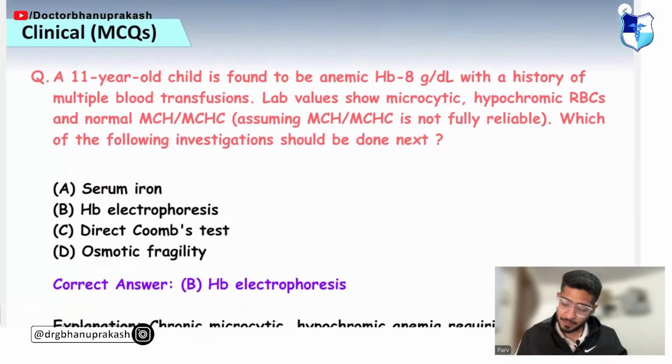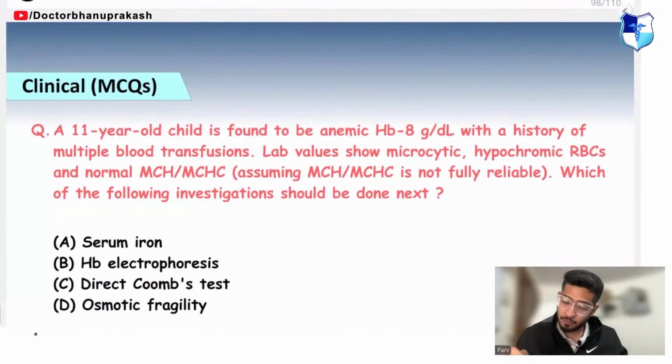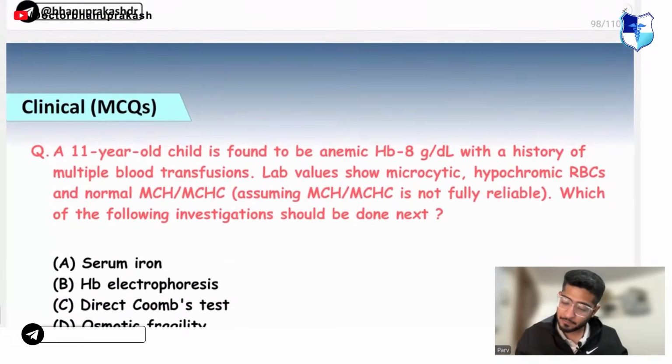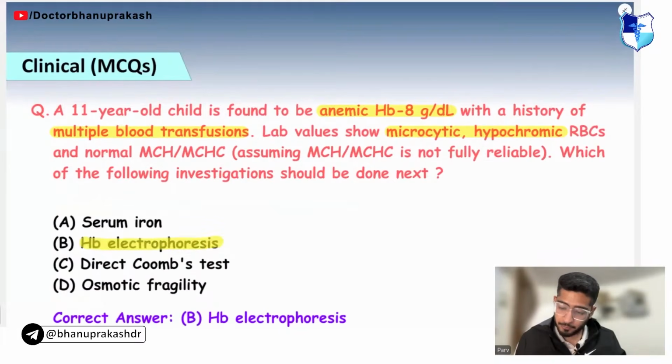Chalo, chalo, chalo. Yes, quickly tell me now this. An 11-year-old child is found to be anemic. Hemoglobin is 8 grams per deciliter. History of multiple blood transfusions. Microcytic hypochromic RBCs. Which of the following investigations should be done next? Hb electrophoresis. Why, beta? Yes, why?